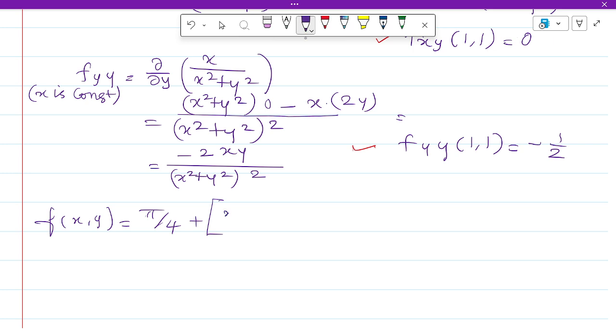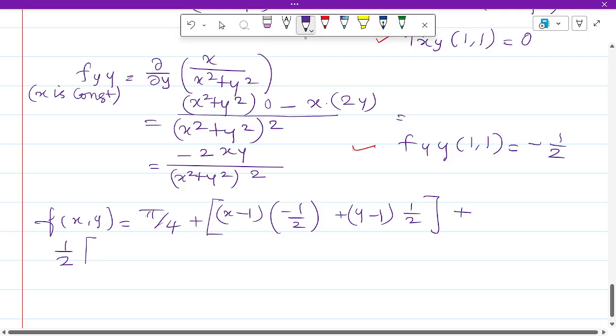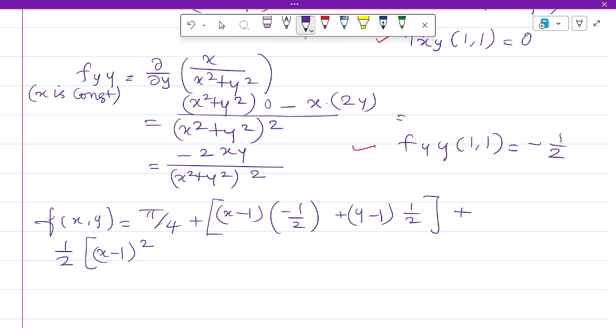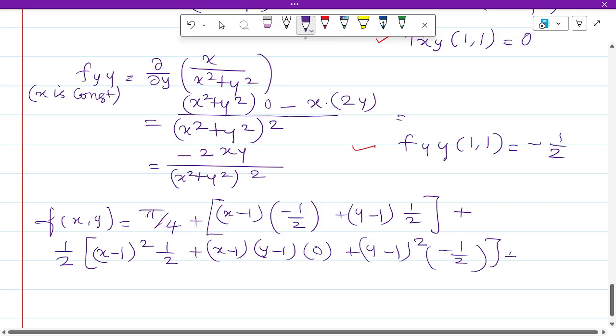Pi by 4 plus x minus 1 into minus 1 by 2 plus y minus 1 into 1 by 2 plus 1 by 2 factorial is 1 by 2, then x minus 1 whole square into 1 by 2 plus x minus 1 into y minus 1, then fxy value is 0, plus y minus 1 whole square, fyy value is minus 1 by 2, plus etc.